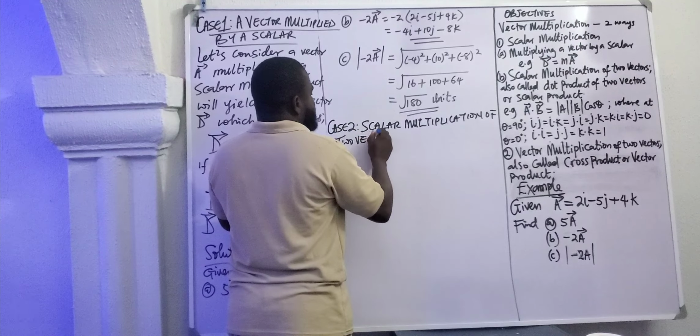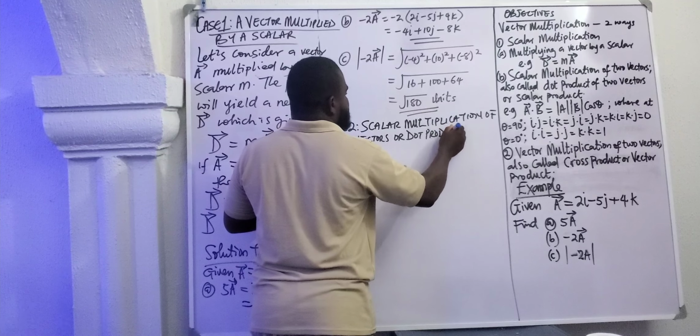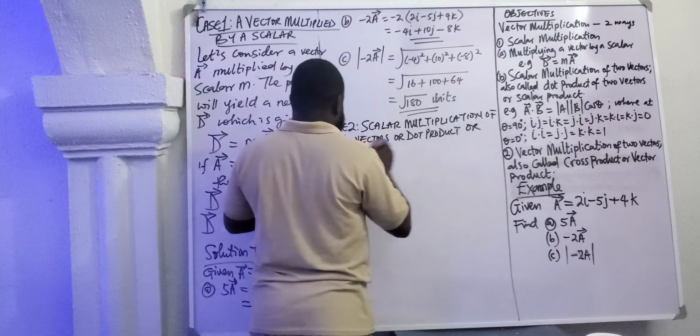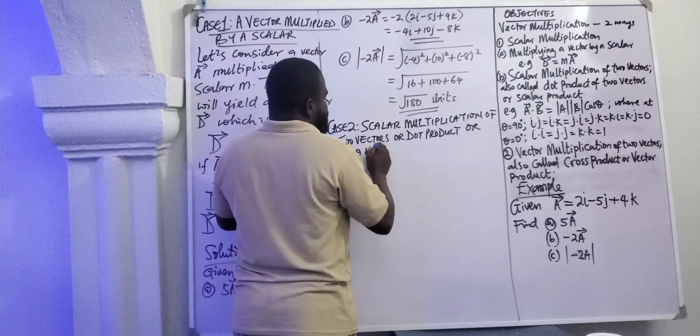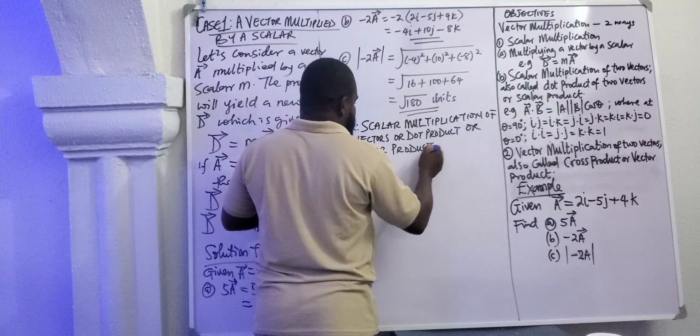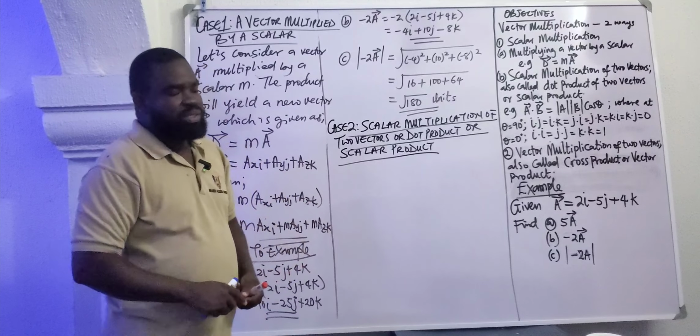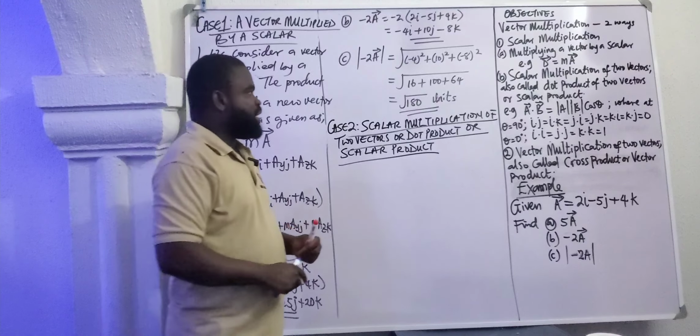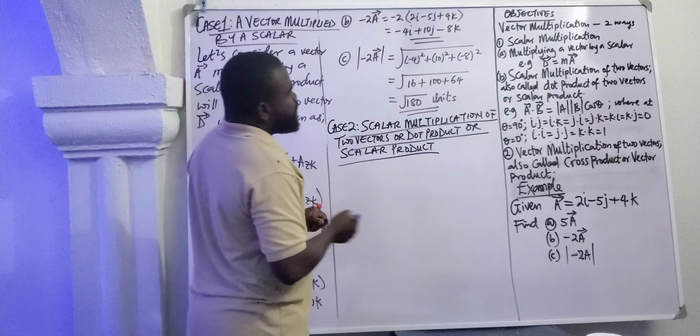Or dot product. You can call it the dot product of two vectors, or you call it the scalar product of two vectors. I want you to see that this is different from the first case we did. Case 1 is using a scalar quantity to multiply a vector. That gives you a vector. But this one, you are multiplying two vectors together. It will give you a scalar quantity at the end of the day. So we'll consider that later. But let's introduce it this way.